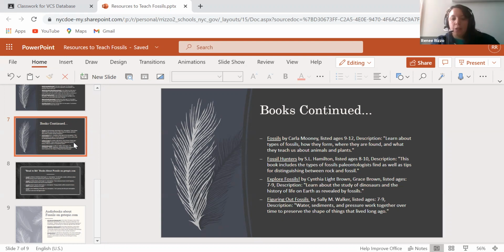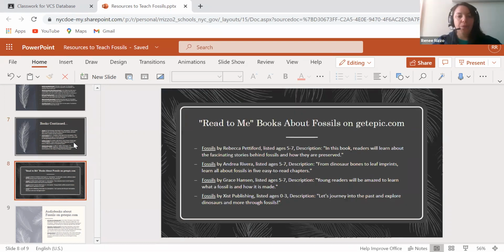Figuring Out Fossils by Sally M. Walker, listed ages 7 through 9. Description: Water, sediments, and pressure work together over time to preserve the shape of things that lived long ago. Read to me books about fossils on GetEpic.com. So these are a great option for our students who are non readers or who are not yet readers.